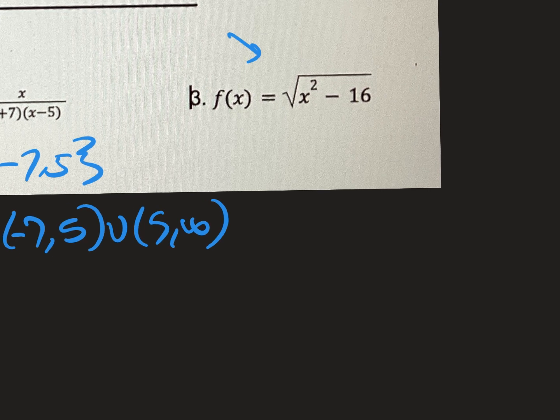Number 3, x squared minus 16. If it's a radical, it must be greater than or equal to 0. You cannot have a negative sign inside a square root. So I get that right there. I'm going to go ahead and factor this: x plus 4, x minus 4. It's the difference of squares.